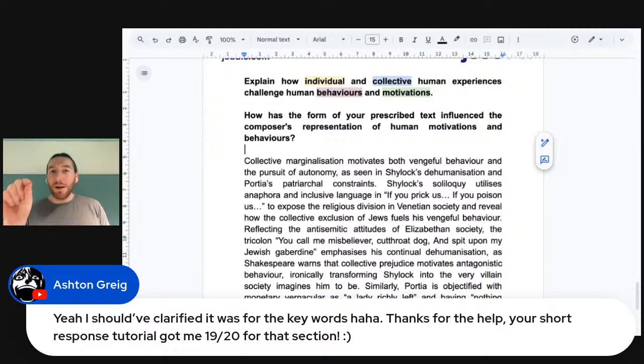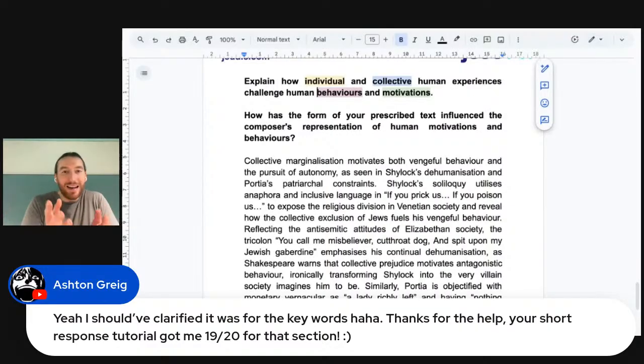It's behaviors and motivations. Forget about the word human even. Of course it's human. It's all human experiences for this module, right? But behaviors and motivations, they're the 2 words. I'm never going to use them together. I'm going to separate them, but I'm going to really focus on that. The fact that an experience is individual and collective, great. You know, we care, but not as much as the crux of the question, which is about behaviors and motivations, okay? Now, what type of human experience are we dealing with?